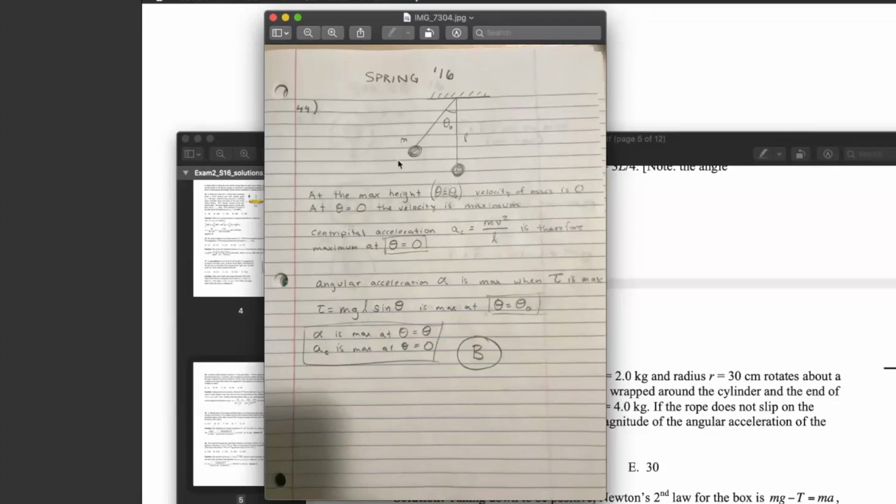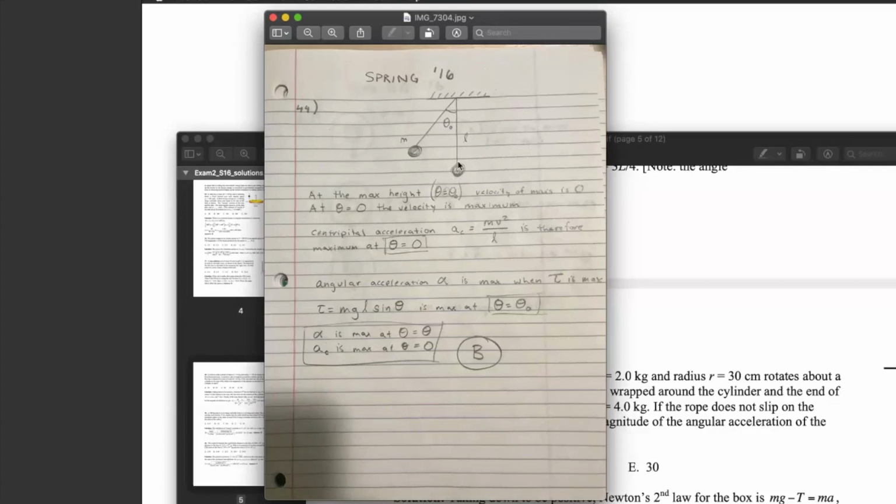Well, where would centripetal acceleration be maximum? It would be maximum where kinetic energy is maximum. So if I let this go, it's going to go here. Then all of its potential energy that it can convert into kinetic energy will be kinetic energy. And then as it's going back up again, it's going to gain potential energy and lose kinetic energy. So it's going at its fastest here. And that means that the centripetal acceleration is maximum when theta equals 0.